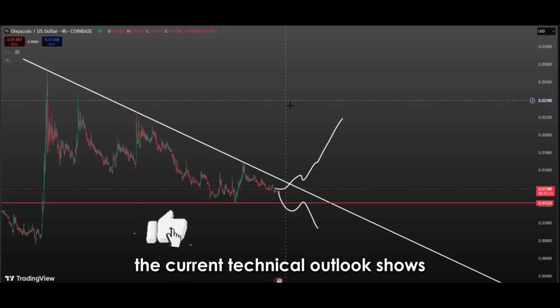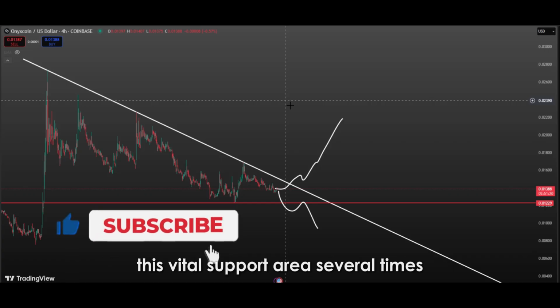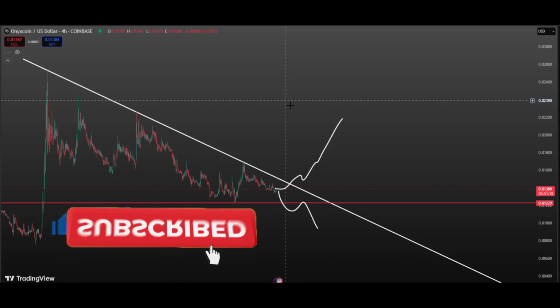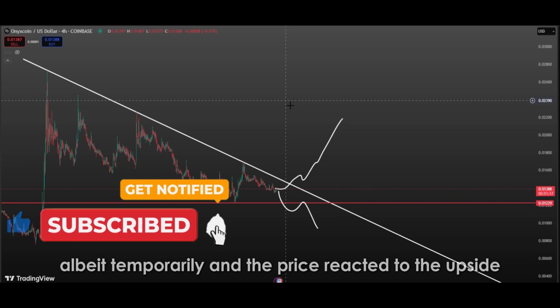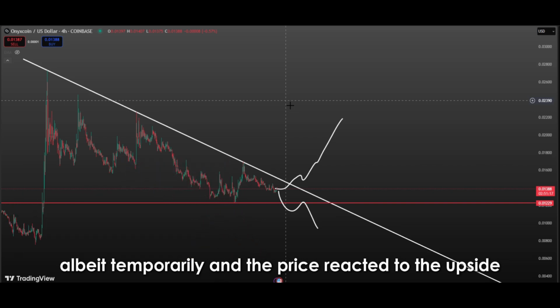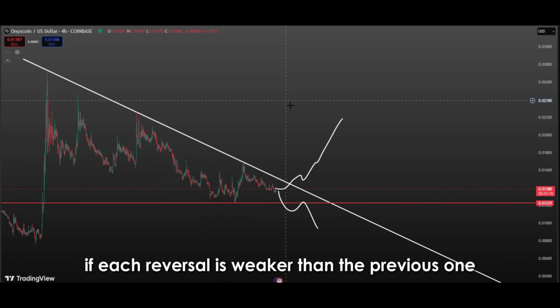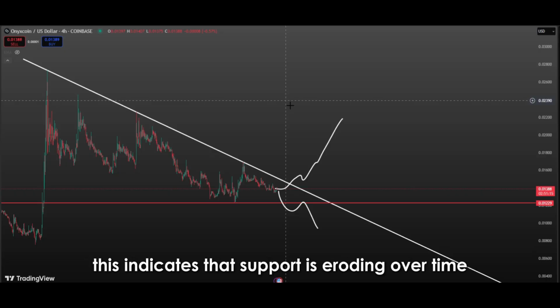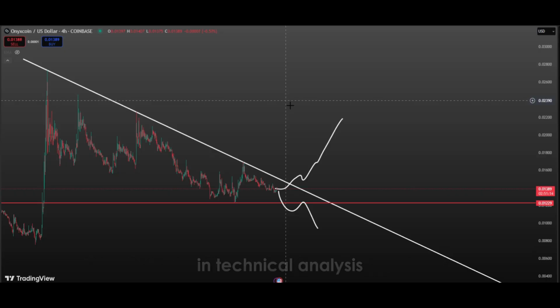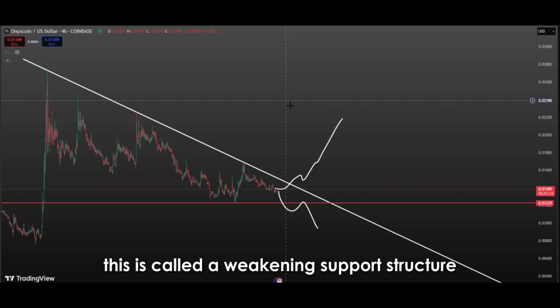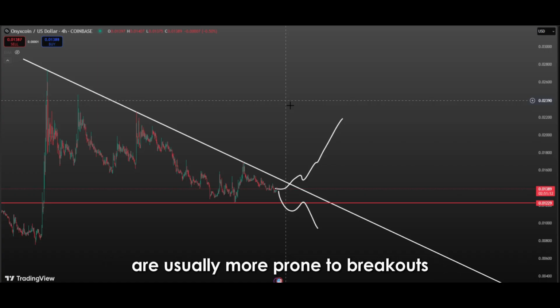The current technical outlook shows that the price has approached and tested this vital support area several times. In each test, the support zone worked, albeit temporarily, and the price reacted to the upside. However, if each reversal is weaker than the previous one, this indicates that support is eroding over time. In technical analysis, this is called a weakening support structure, and such structures are usually more prone to breakouts.